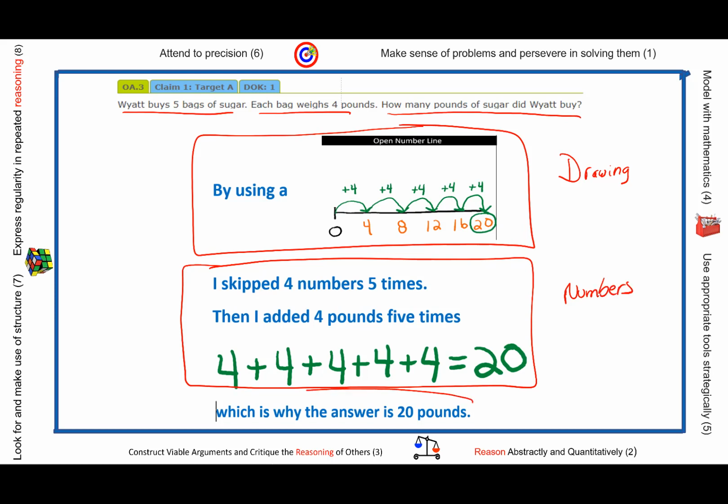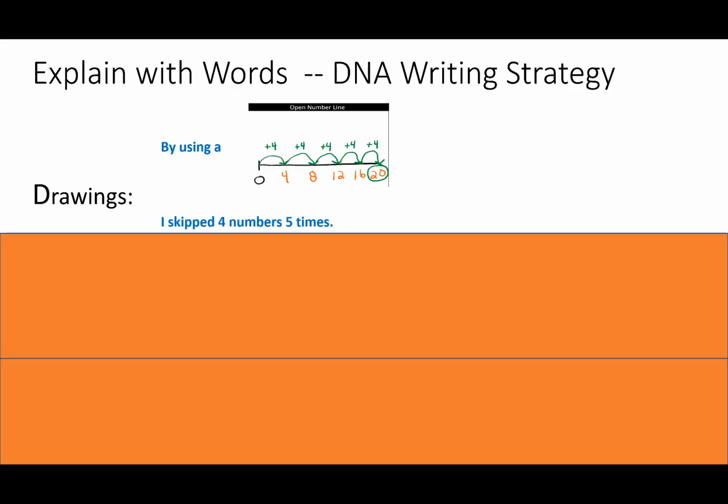And then we also expect our students to give us what is that answer. And so we look at this as drawings, numbers, and answer, or a writing strategy we can use on this is DNA. So what the students used on the Rigor map, they can transfer over into how they can explain with words. And to be even more explicit, we can look at this.